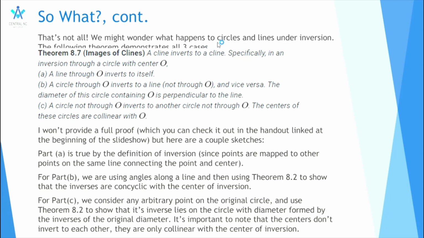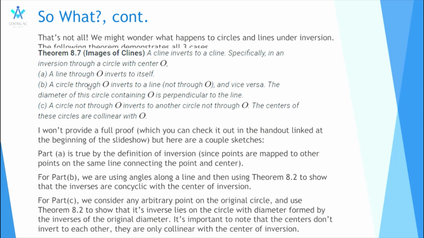So there are three cases. A cline inverts to a cline, where a cline is just a circle or a line. Specifically, our first case is that a line through O, the center, inverts to itself. The second case is when we have a circle passing through O, it's going to invert to a line. That line doesn't pass through O, but the important thing is that the line of the diameter of the circle containing O is perpendicular to the circle's image.